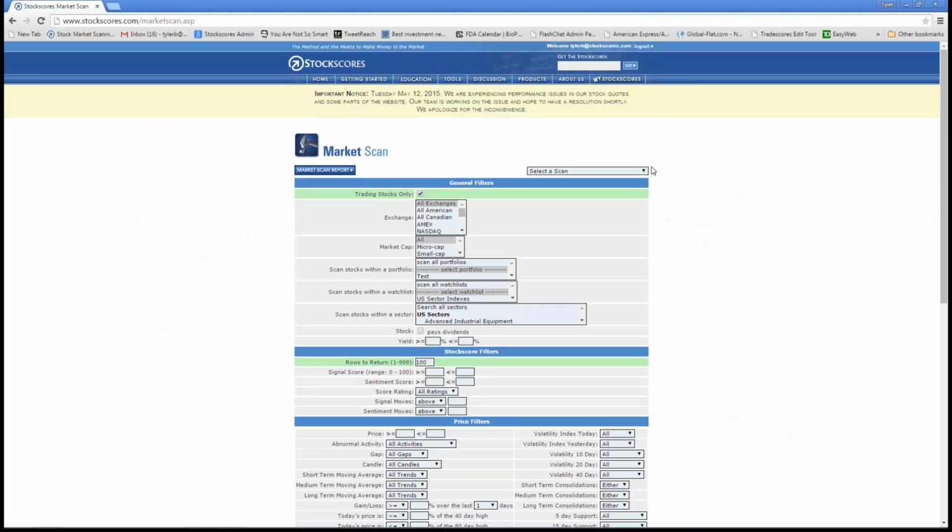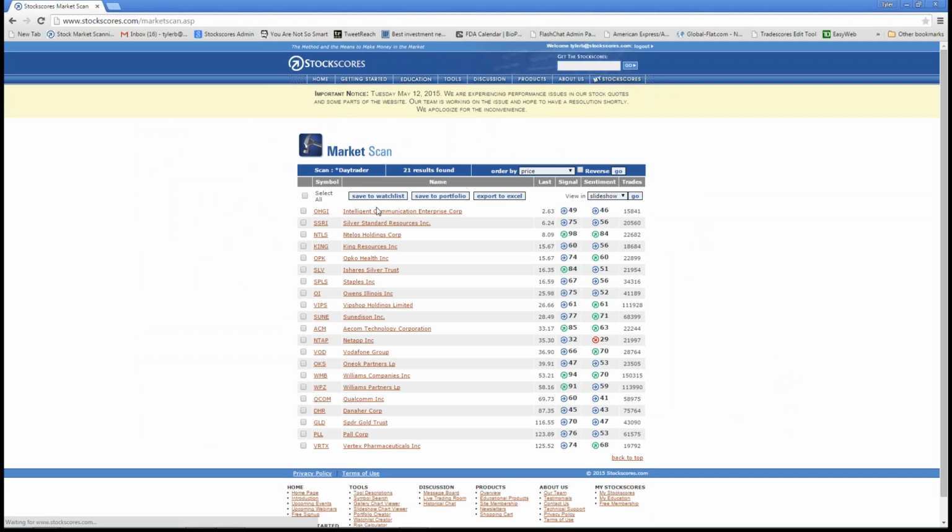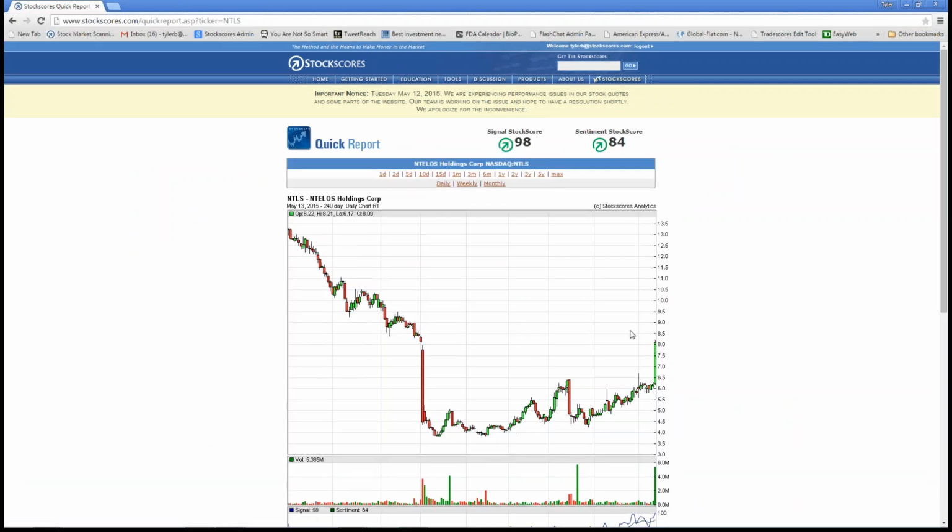I've logged into Stockscores. I'm going to select one of my scans here for day trading. It's called Day Trader. Run that scan, and there is a list in the blink of an eye of the stocks that meet the criteria of my day trading scan. So if I click on one of these, you will see that this stock was trading very abnormally today and made an abnormal price move. And Stockscores found that about 30, 35 minutes after the open.